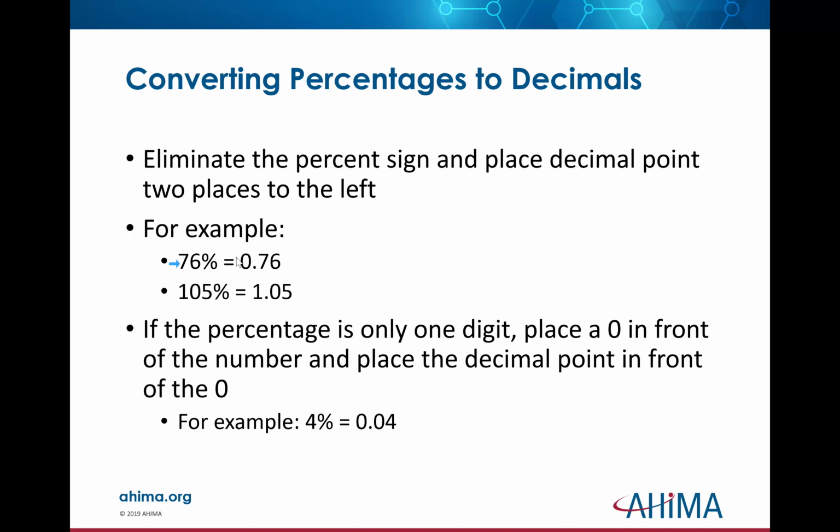76% is the same as 0.76. 105% is 1.05, right? And sometimes you'll see a 0 placed, as we talked about earlier, to draw attention to the fact that there's a decimal point, 0.04.